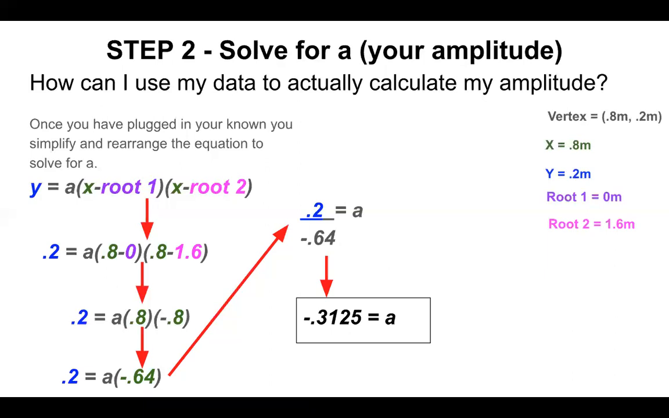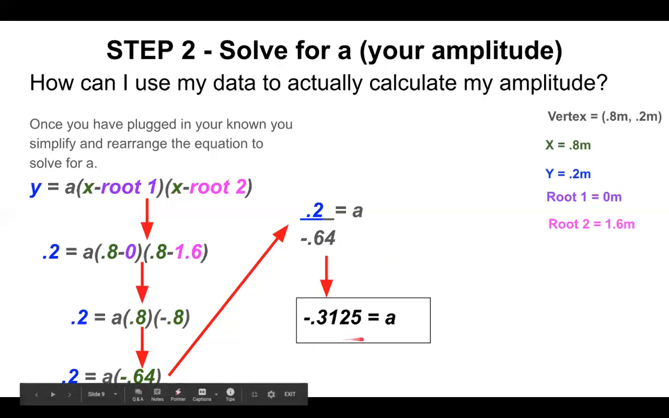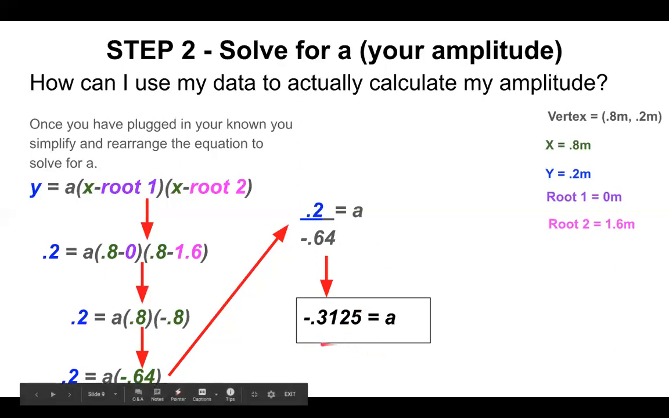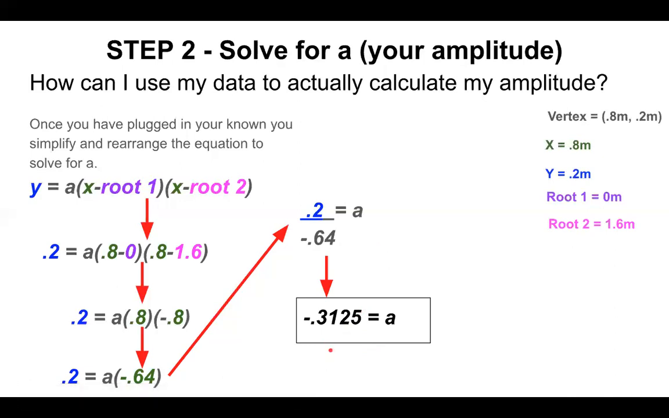If you get a really long decimal, I strongly recommend rounding to maybe 4 decimal places. Don't round to a tenths place or a hundredths place. Your answer just won't be specific enough. So you want to make sure you're careful and have at least 4 decimal points when you're calculating your amplitude. At this point, your amplitude should be negative and it should be pretty small.